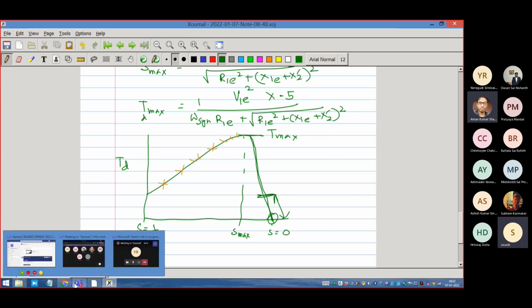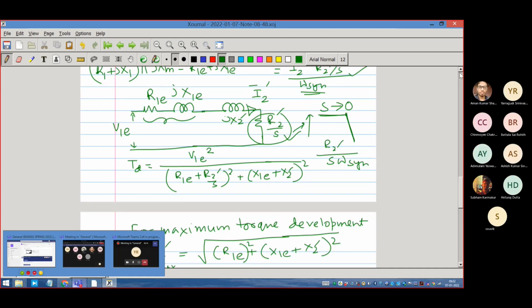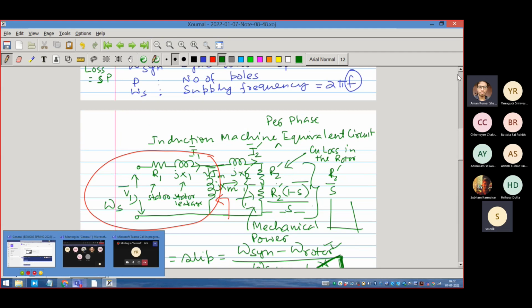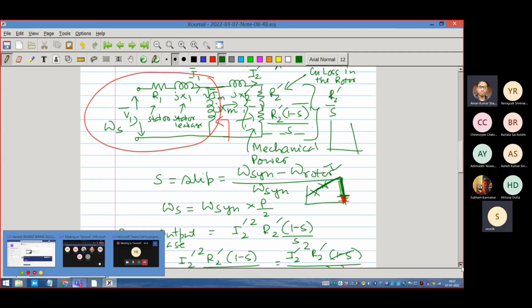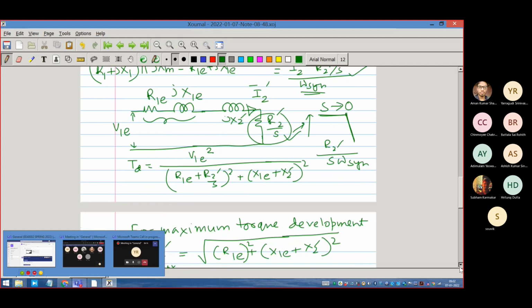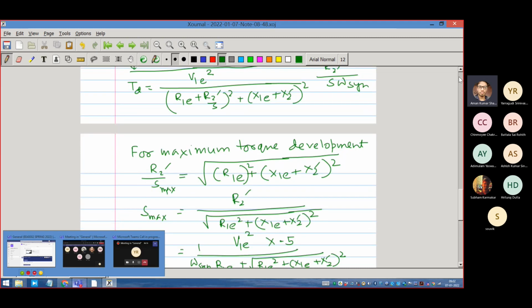Hello, sir. Sir, I have a doubt just above the R2 dash by S equation. Just go a little above in this page, like just below, for the maximum torque development part. Sir, there it is R1E square here, so R2 dash by S vanishes. How? I don't know.